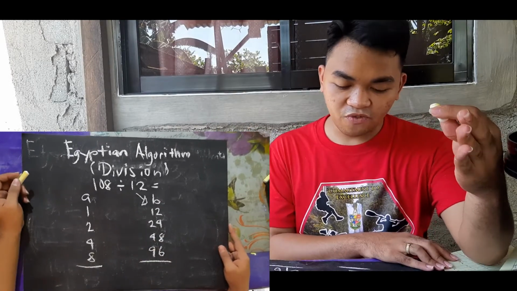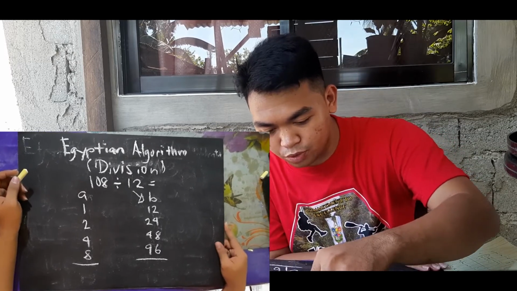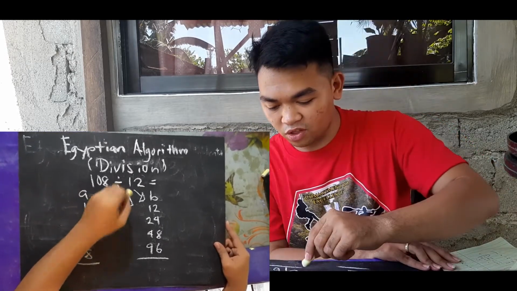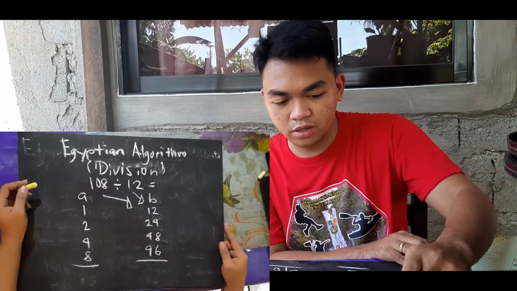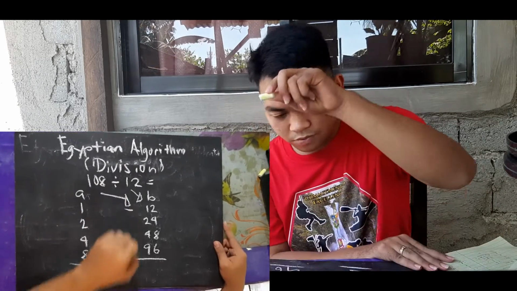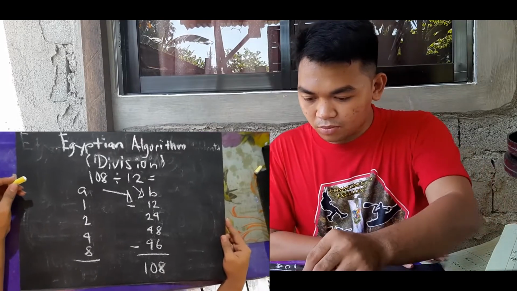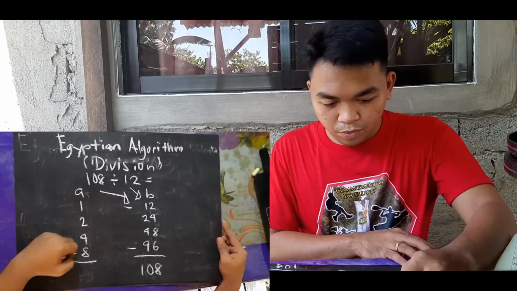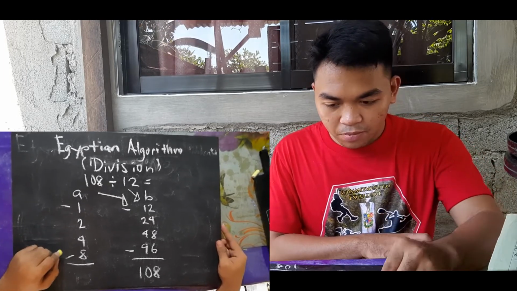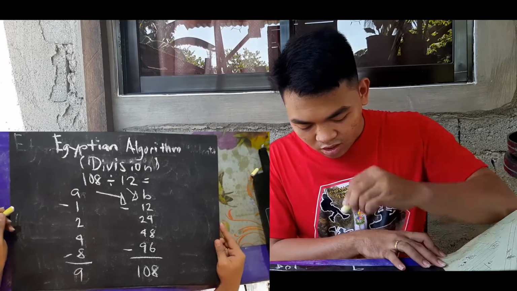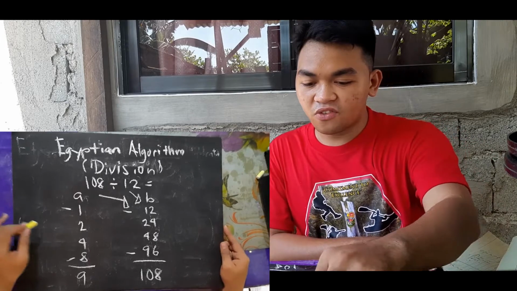Then we should identify this. The answer in this column B should be 108. So we should identify what numbers we should add to get 108. 96 plus 12 is 108. So in this column it is that line and this line. Then we pick this line and this line too in column A. As we can see, 8 plus 1 is 9. So if this solution is correct, the answer of 108 divided by 12 is 9.